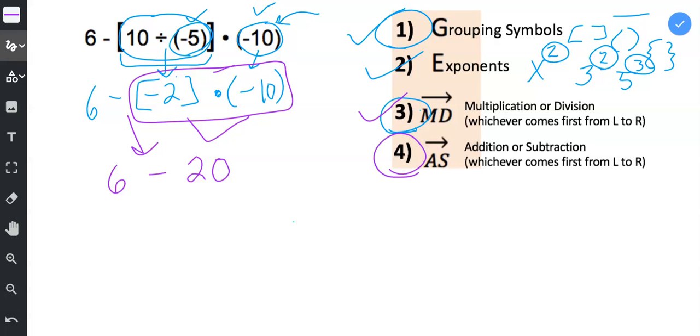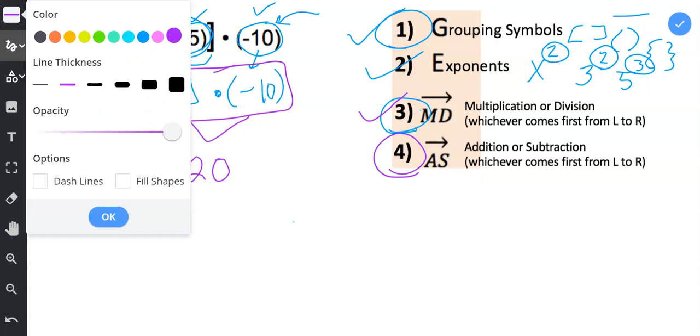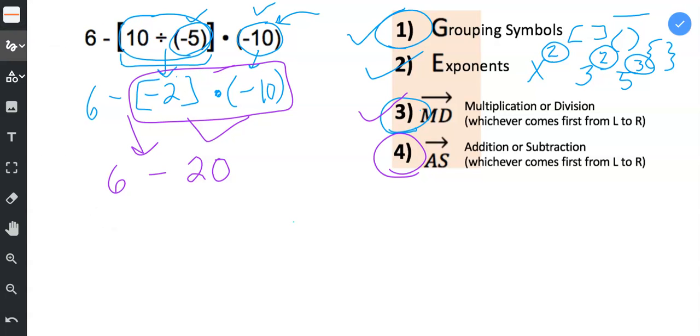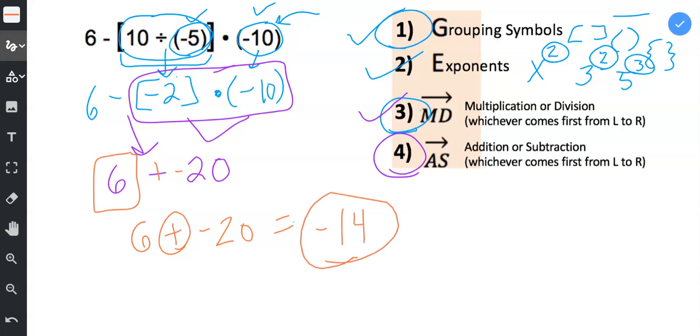The final step is subtraction, but I'm actually going to change this to addition. So I need to make two changes. You keep the first number, you change that subtraction to addition, and then you write the opposite of the 20. So 6 minus 20 is the same as 6 plus a -20. Signs are different, you subtract. 20 minus 6 is 14, and we have more negatives than positives. So our final answer is -14.